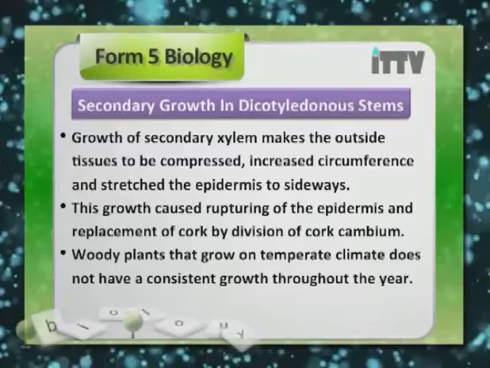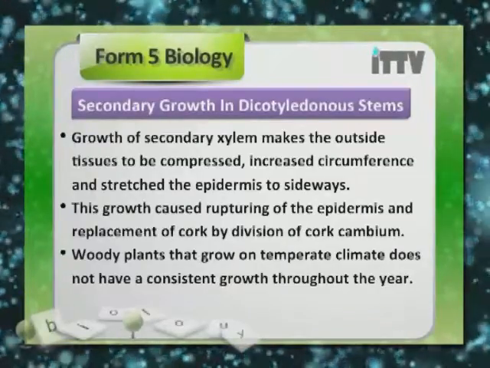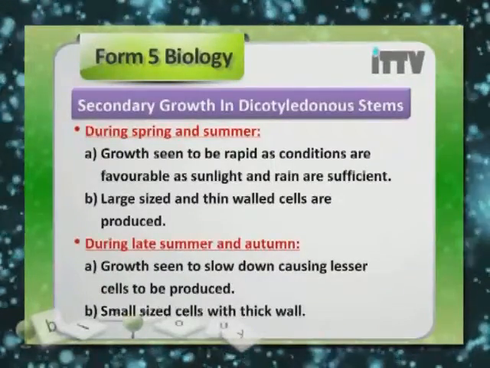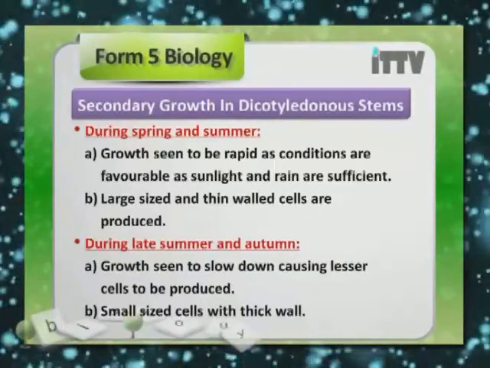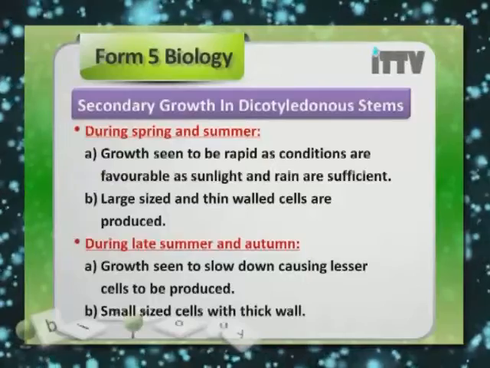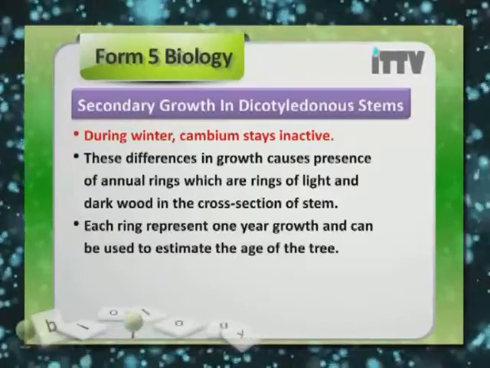Now, woody plants that grow in temperate climates do not have consistent growth throughout the year. During the spring and summer, growth is rapid as conditions are favorable, with sufficient sunlight and rain, so large cells with thin walls are produced. But during late summer and autumn, growth slows down, causing fewer cells to be produced. Small cells with thick walls are produced, and obviously during winter, the cambium stays inactive.